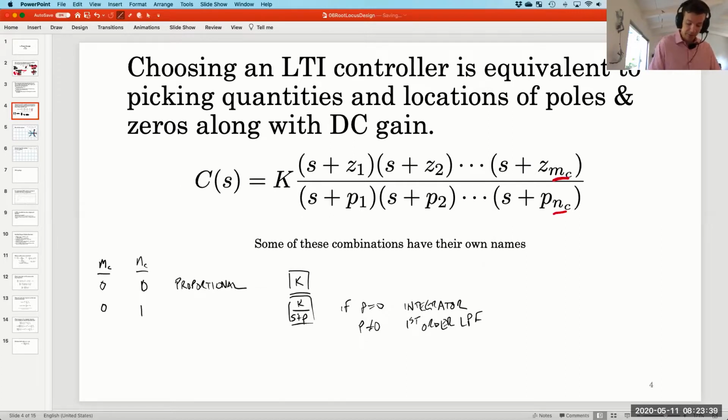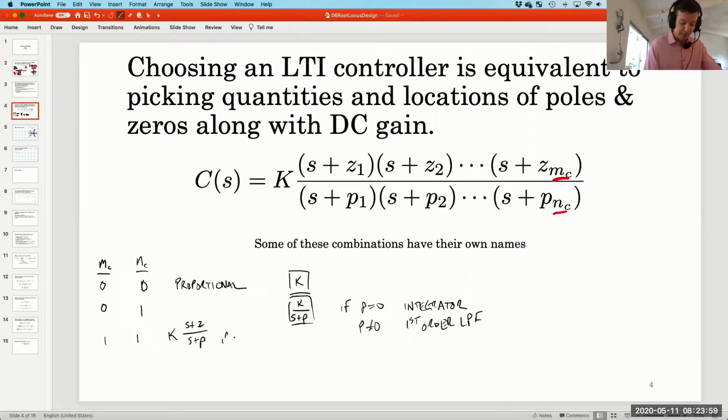So let's flip that around. If you had one zero and one pole, then your block would look something like k times s plus z over s plus p. And then you have, of course, now 3 degrees of freedom. Where does the k go? Where does the z go? Where does the p go?